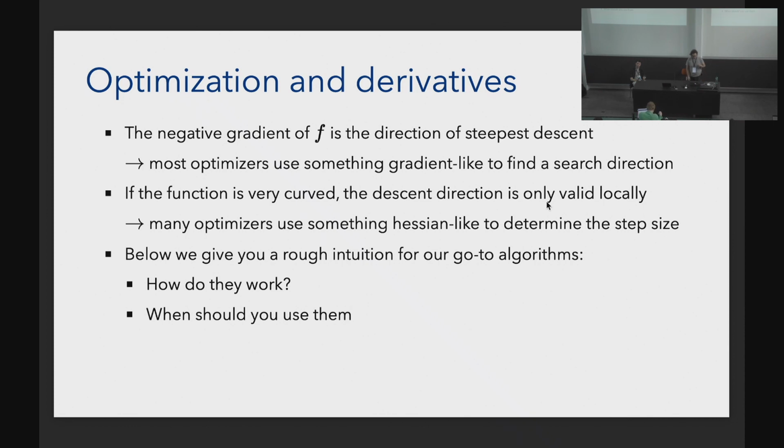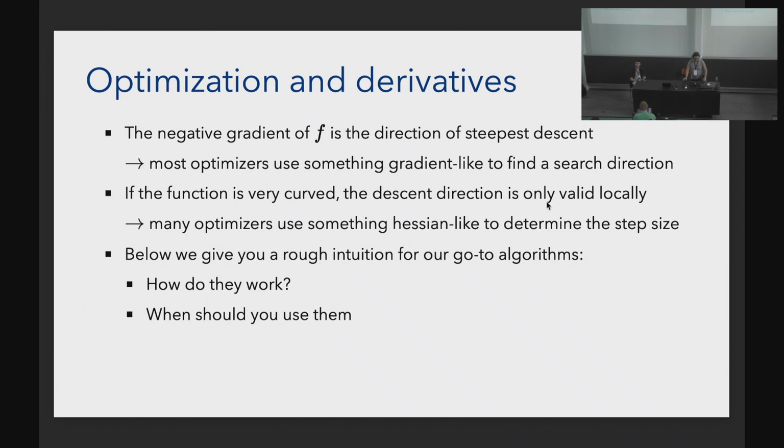I already mentioned smoothness and differentiability as an important factor, so I want to give you some intuition on how derivatives are used during optimization. For those who already know about optimization, this probably doesn't go deep enough, but I just want to give you a rough intuition. The first observation is that the negative gradient of the criterion function with respect to the parameters is a descent direction, or actually the direction of steepest descent.